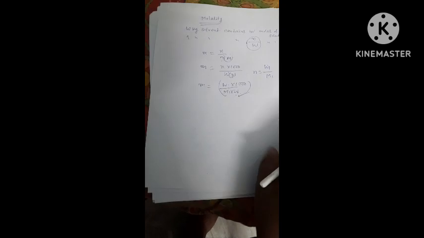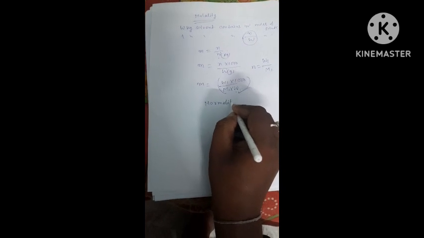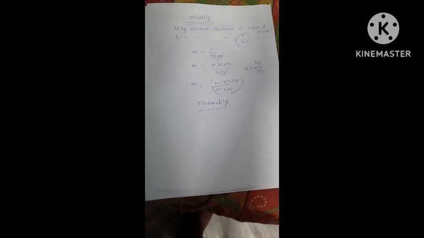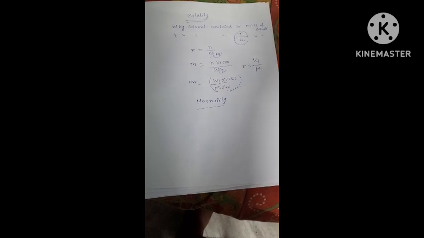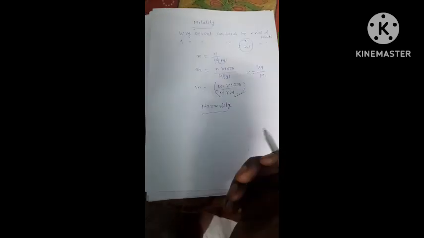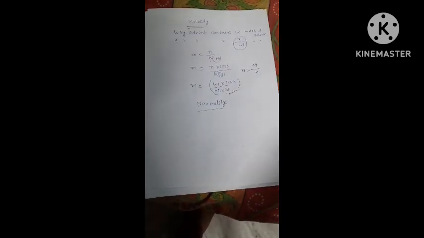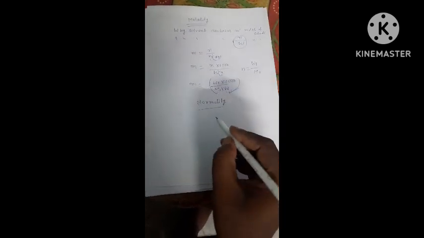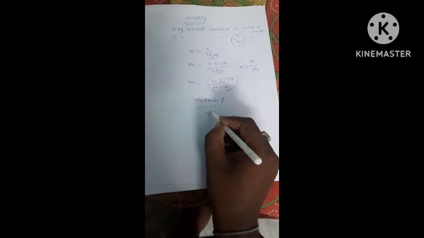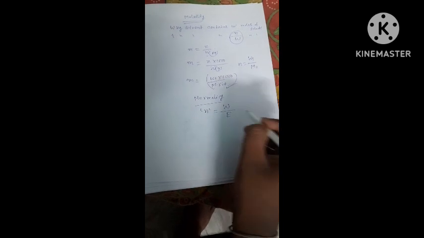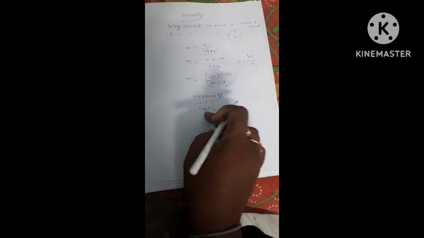Next comes normality. What is normality? Normality is the number of gram equivalents of solute present in 1 liter of the solution. Students, how can we calculate the number of gram equivalents? We can calculate it from the equivalent mass. If we take the number of gram equivalents as n, it can be calculated by this formula: given mass of the solute divided by the equivalent mass of the solute. That is the number of gram equivalents.